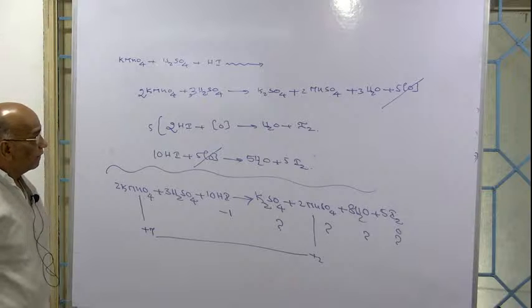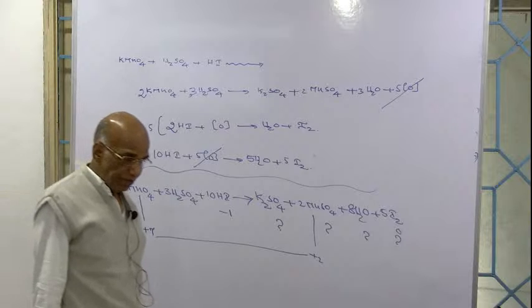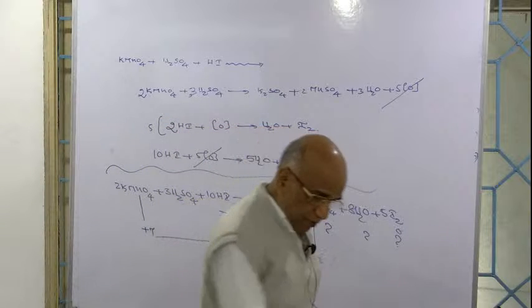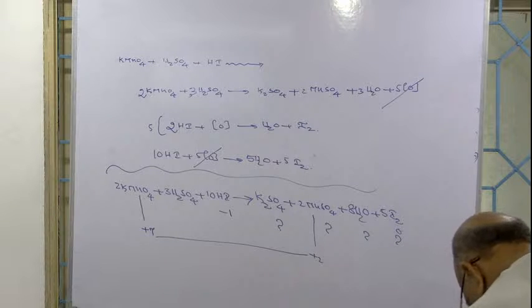Okay? Can you copy down? Make it fast. I'll write one more, the potassium dichromate reaction. Write fast.